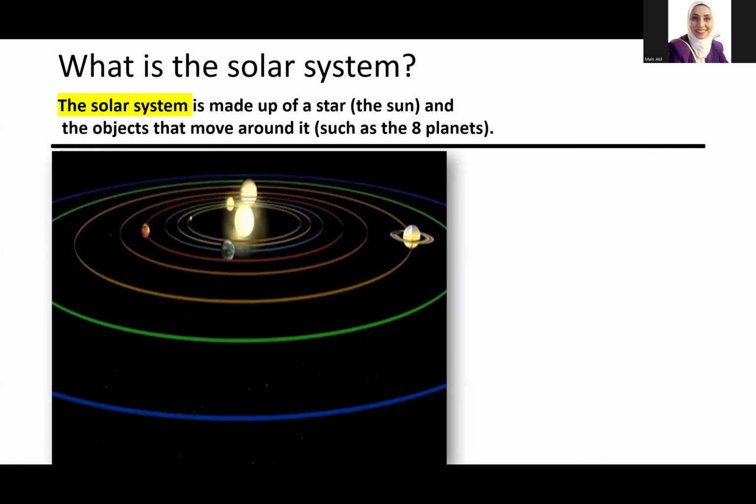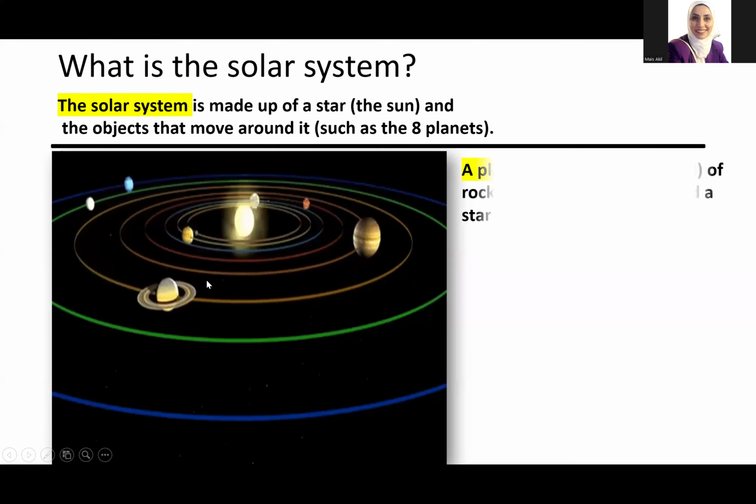So the solar system is made up of a star, which is the sun, and the objects that move around the star, the 8 planets. And as you see, in the center of the system, there is the sun.